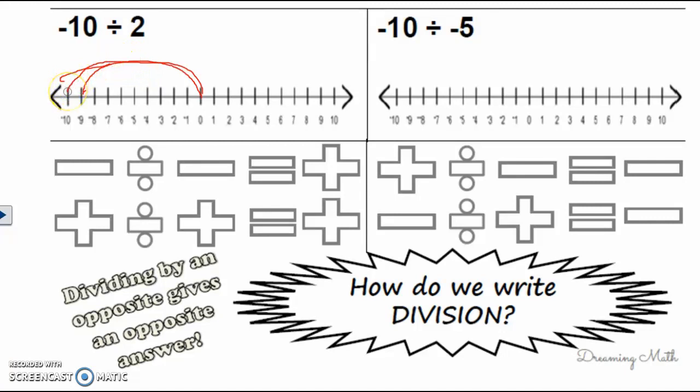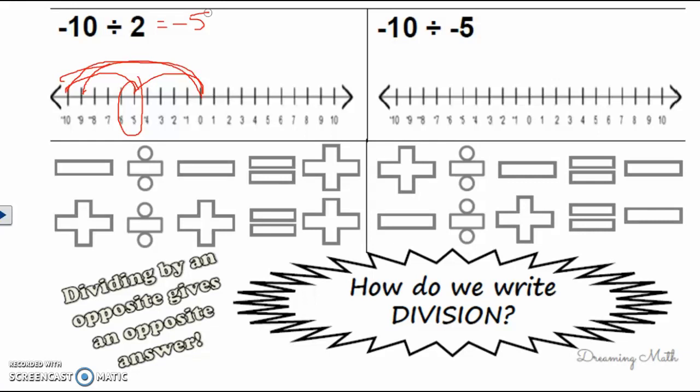Halfway across, or 2 groups, would make that negative 5. So that's one. Here's the other. So negative 5 is my answer here. If we didn't have a number line, I want you to just imagine we had a negative 10, and we're dividing by a positive 2. The signs are different, so we will get a negative, and you just simply divide the 2 numbers.